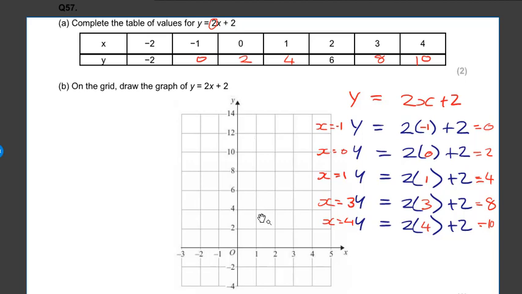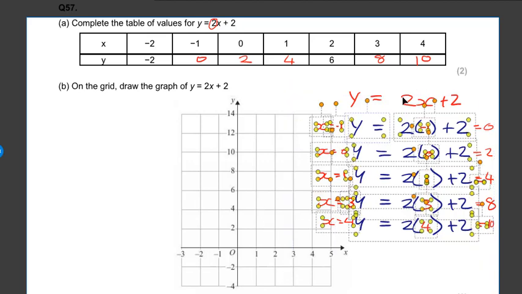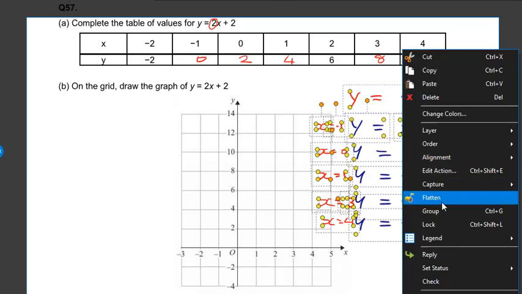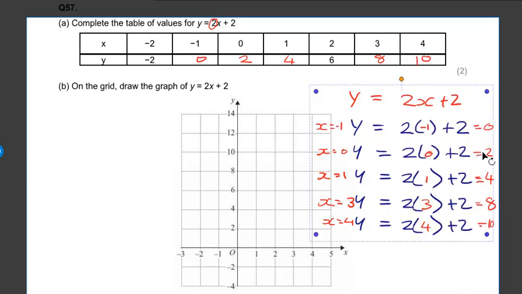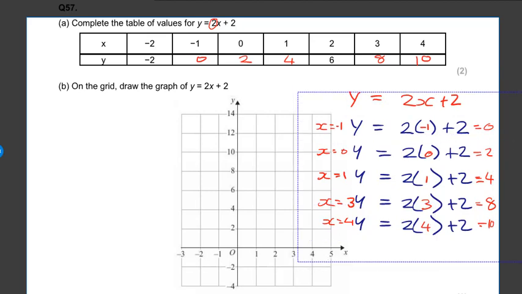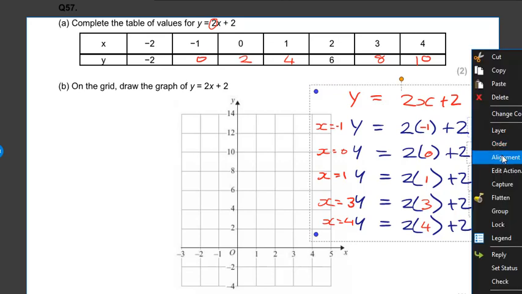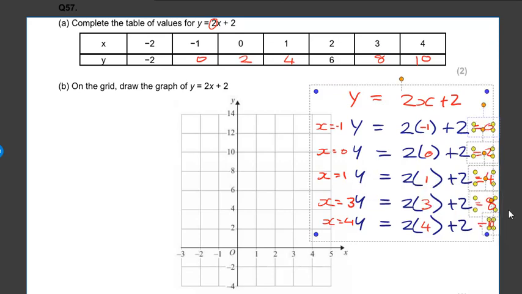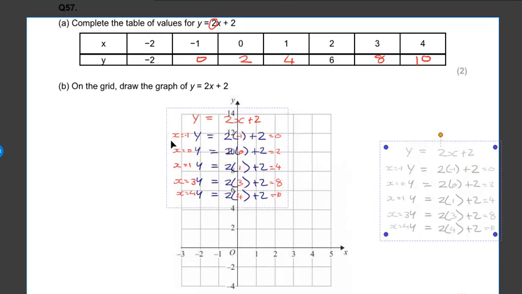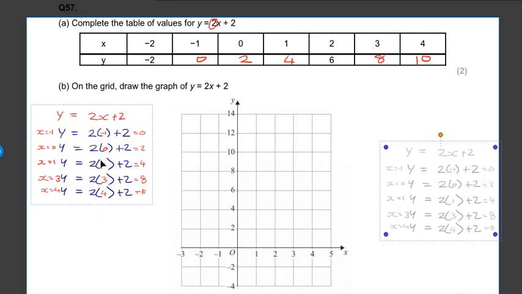I'm going to get this and I'm going to reduce it in size. Let's see. Let's throw it over here.